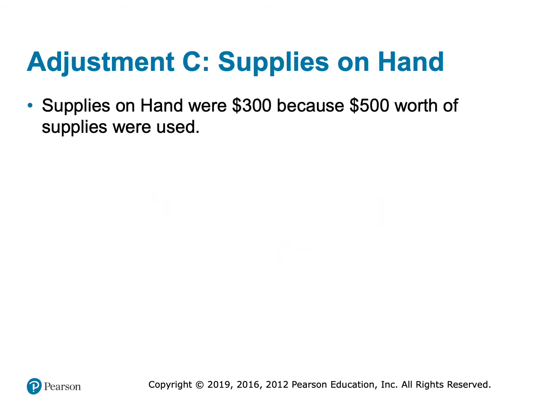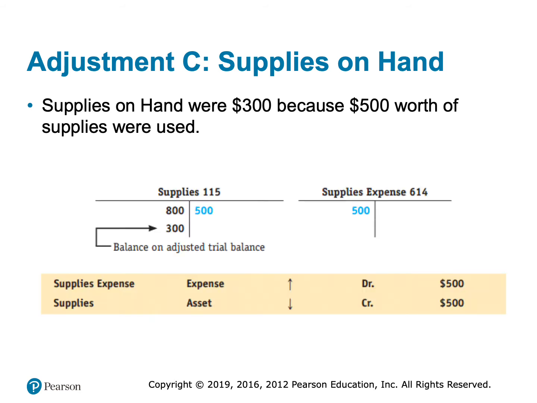Now, we're also told that supplies on hand were $300 because $500 of supplies had been used. So if we look at our supplies T account, it had an $800 balance on it, and now we're told that the balance is $300. So that means we had to adjust the supplies account by $500. So I'm going to credit supplies for $500 and debit supplies expense for $500 to record that adjustment.